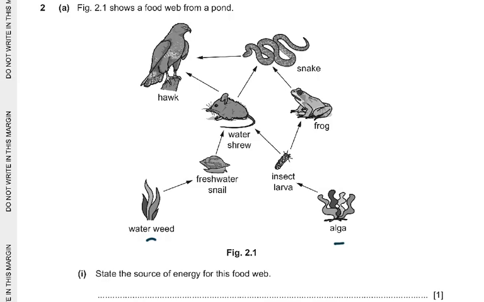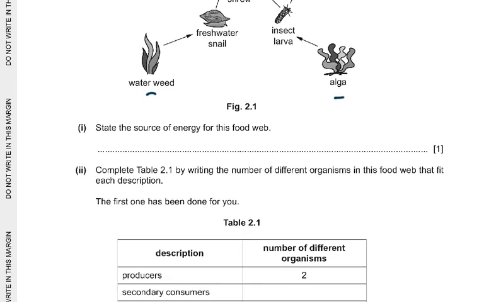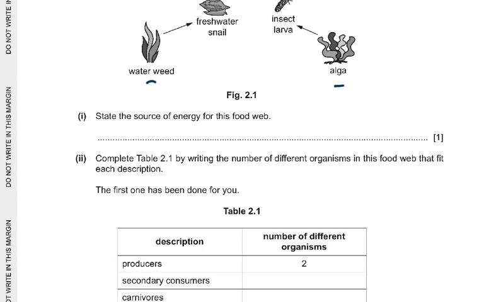So what we are saying is that a food chain is the flow of energy from one organism to the other. Now coming to the question, state the source of energy for this food chain. Sunlight. If you said sun, that's fine. If you said sunlight, that's fine as well. Without sunlight, we would be nowhere. We would be dead, in fact.